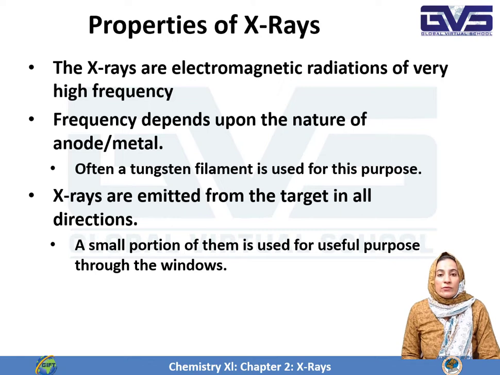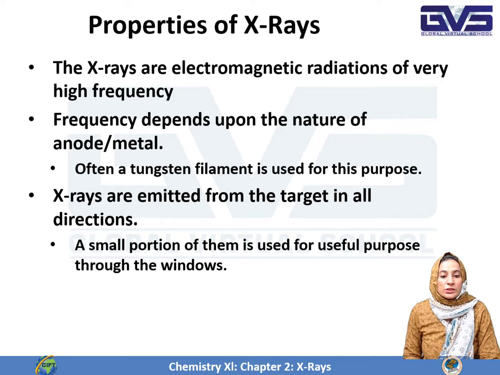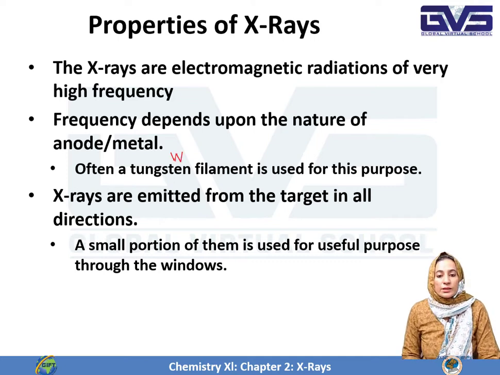And the frequency of these rays depends upon the nature of the anode, the nature of the metal that is used as anode. It varies with the change of the metal, and usually for this purpose the anode used is made of tungsten. Tungsten is the metal represented by W. Tungsten filament is used for this purpose.